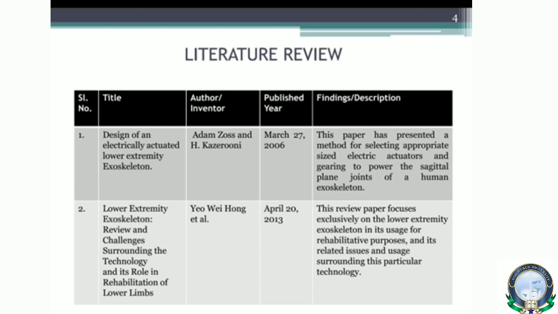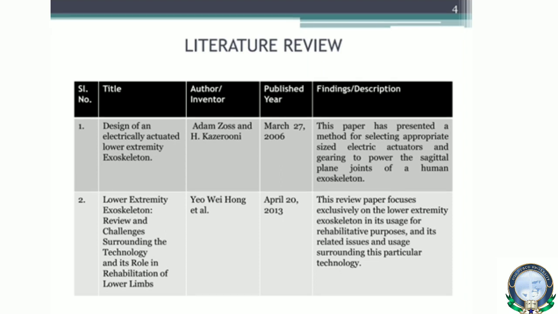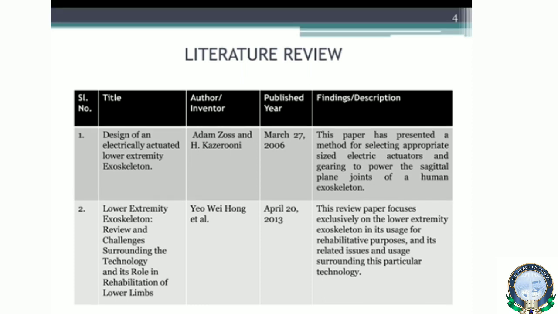And these are some of the papers. There are more in the thesis. The first paper has presented a method for selecting appropriate size electric actuators and gearing to power the sagittal plane joints of a human exoskeleton.